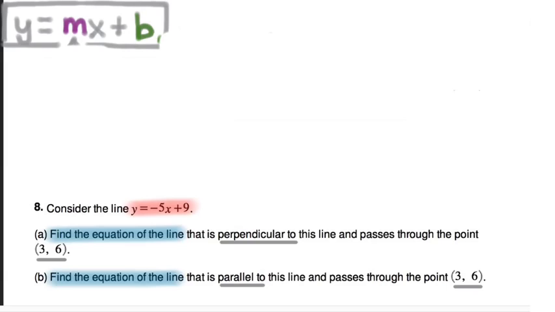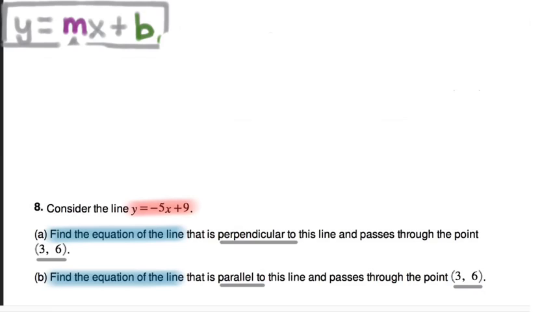So let's think about the first of these two parts of the problem. The first part, part A, asks us to find an equation of the line. So that's the cue that we know our answer is going to look something like this. We just need to figure out what m and b are, which is perpendicular to this line and which passes through this point, 3, 6.